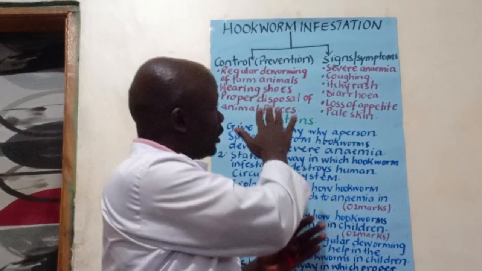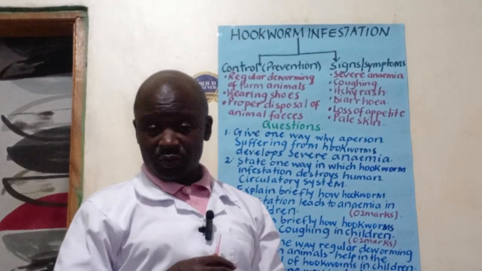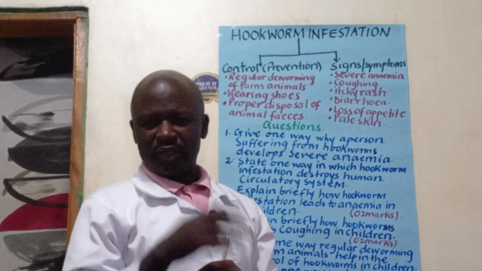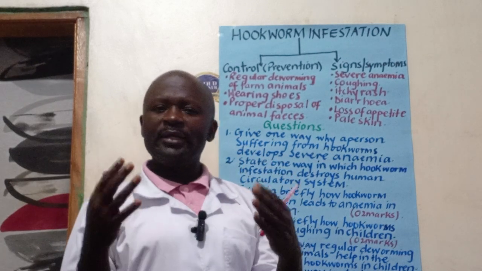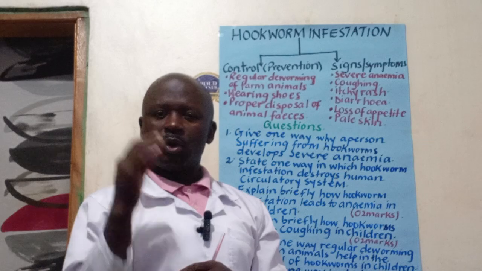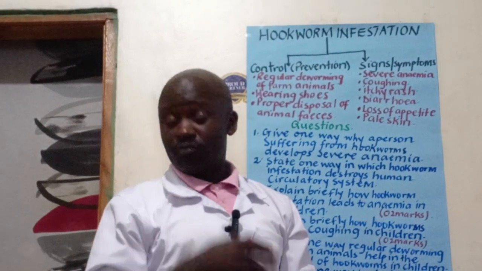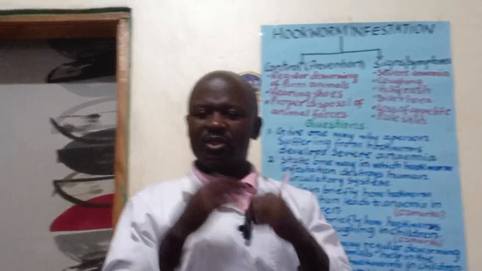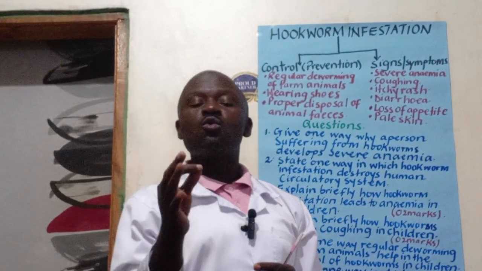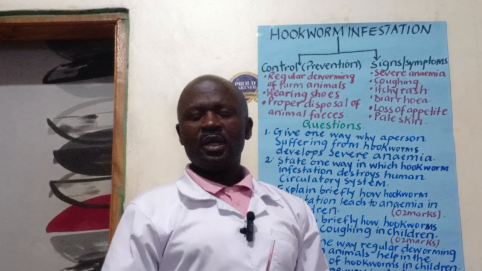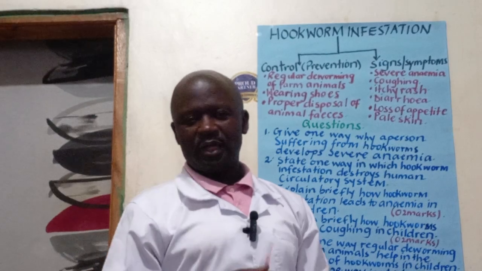So, as you can see on my chart, we are going to look at hookworm infestation, which is taught in P4, P6. You should begin by, for example, defining the vocabulary that learners are going to meet in your lesson. For example, you can define what hookworm infestation is: a condition that is caused by the presence of hookworms in the body.